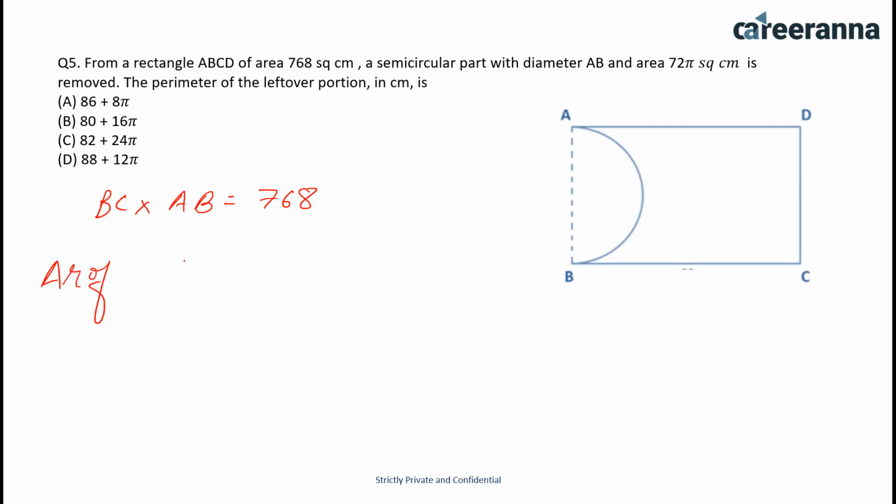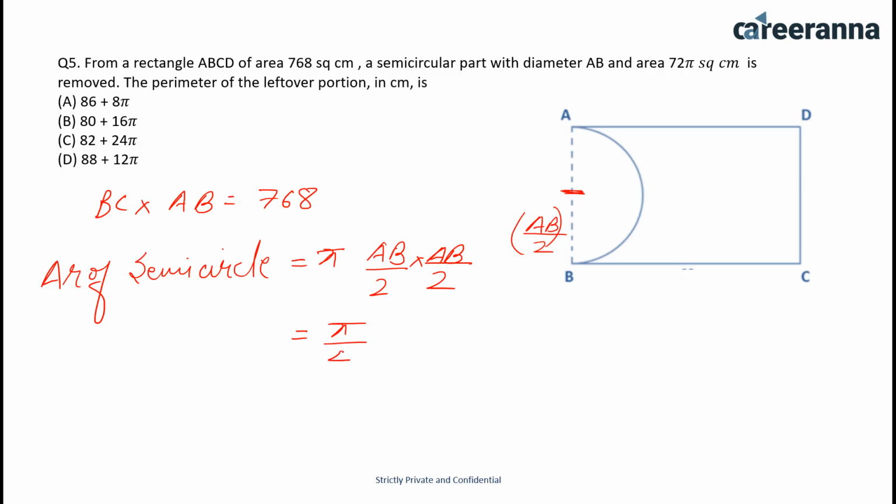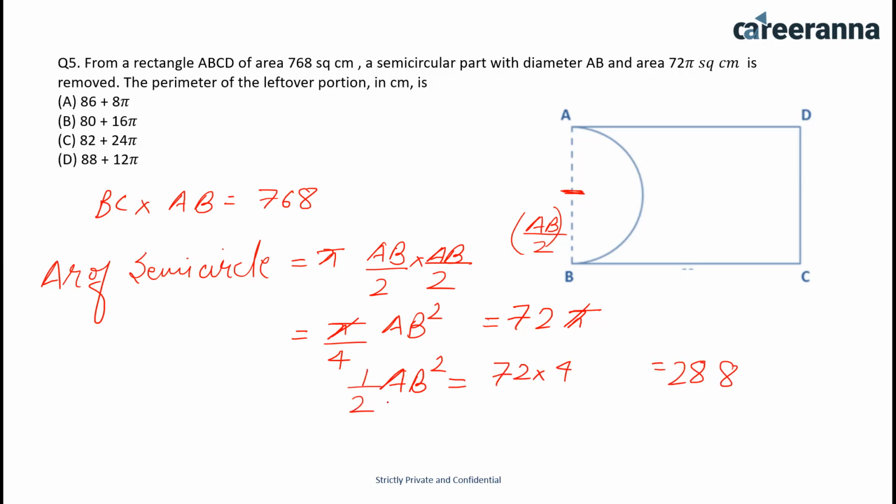Now area of semicircle is nothing but, the radius is AB by 2. Now pi r square, so this will become pi into AB by 2 into AB by 2. So this is nothing but pi by 4 AB square. This is given to us as 72 pi. So the value of this pi gets cancelled. AB square is nothing but 72 into 4. Also this is semicircle, so I'll add 1 by 2 in it. So AB square is nothing but 576. This implies AB is nothing but 24.